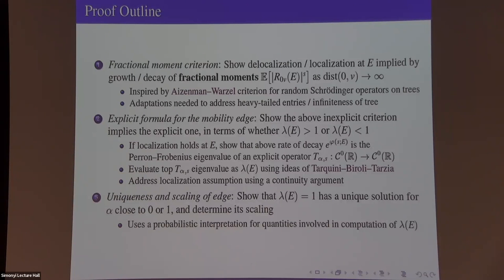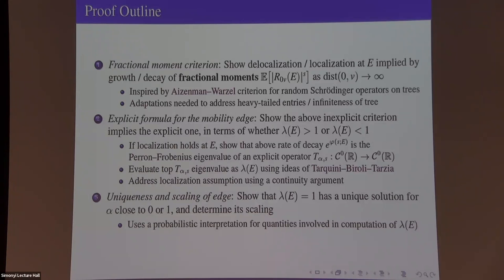Okay. And I should say again, this was inspired by work of Aizenman and Warzel, who proved an analogous criterion for random Schrodinger operators on the tree, which I had mentioned before. You do need a number of fairly non-trivial adaptations to make this work in the heavy-tailed case, probably due to the fact that the weights are heavy-tailed and probably due to the fact that the tree is infinite. Okay, so this is step one.